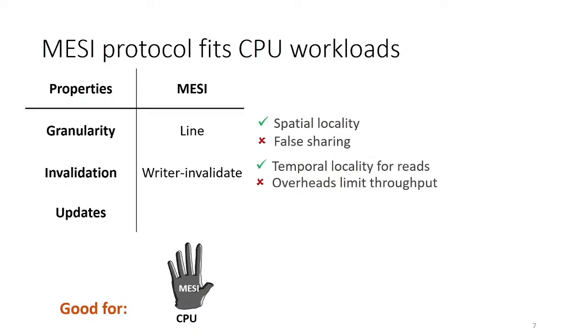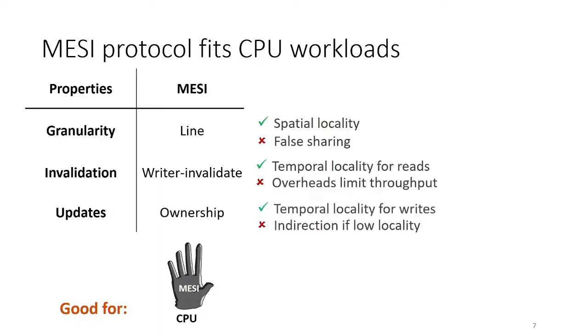The second dimension is that of invalidation of stale data in the cache. So typically, CPUs use writer-initiated invalidation, which means that the reader reads the data, keeps it in the cache, and the next time a write happens somewhere else, that writer is responsible to go and invalidate the data in other caches that has now become stale. So this is great because now the reader can keep the data for as long as it wants until the next write happens, and it works great when you have temporal locality for reads. The problem is that when the write happens, it has to go about sending these invalidation messages, collecting acknowledgements, which is extra overhead and limits throughput.